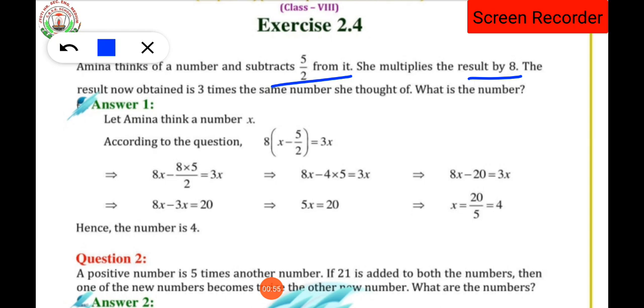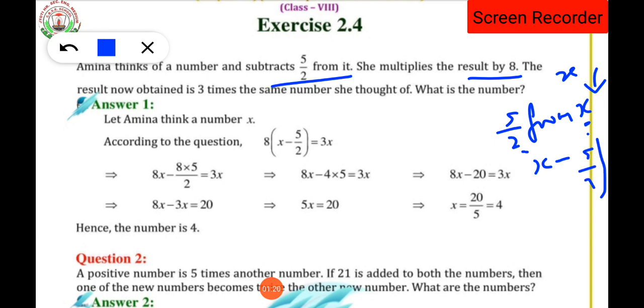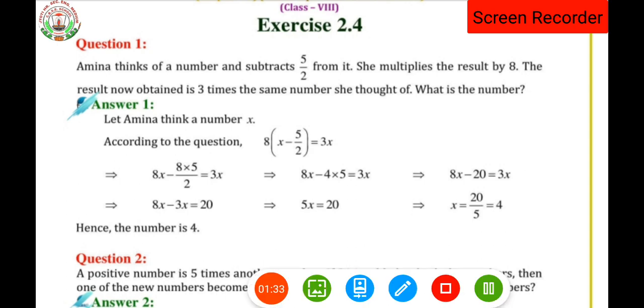What is the number? Let the number Amina thought of be x. She subtracts 5 by 2 from it. From it means from x, the number she thought of, she will subtract. So the second term becomes the first term and the first term becomes the second term: x minus 5 by 2. This result will be multiplied with 8. Here it is said she multiplied the result by 8. That's why 8 will be multiplied with x minus 5 by 2. Clear?